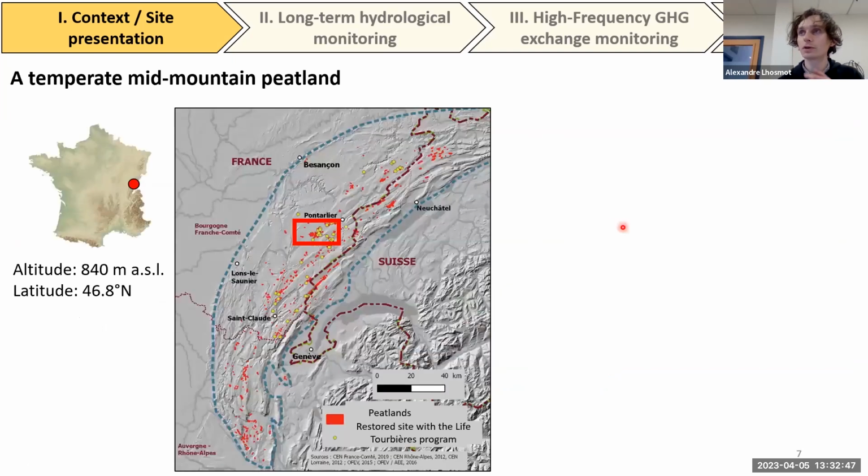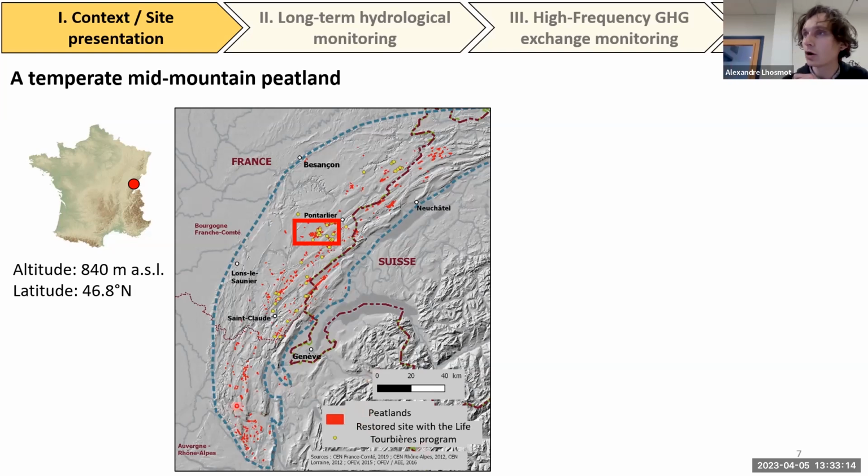So let's go into the presentation of the site, which is the Franche peatland located in eastern France. It's a temperate and mid-altitude mountainous peatland at 840 meters of altitude. We are in the Jura Mountains, which is a folded mountain range constituted of carbonated rocks from Jurassic and Cretaceous, and is located at the northwest of the Alps.